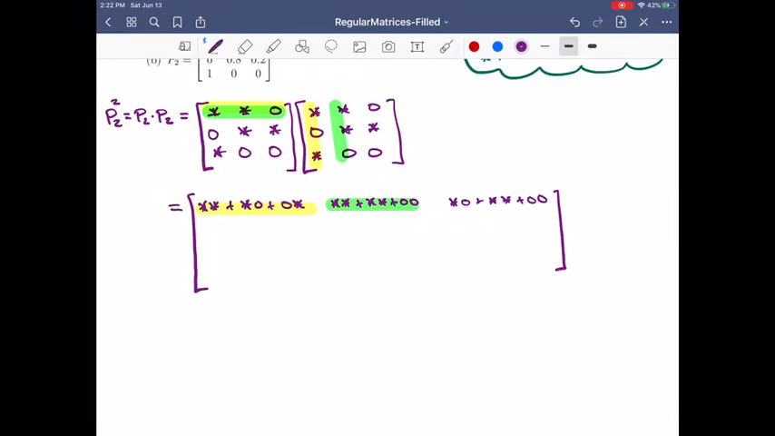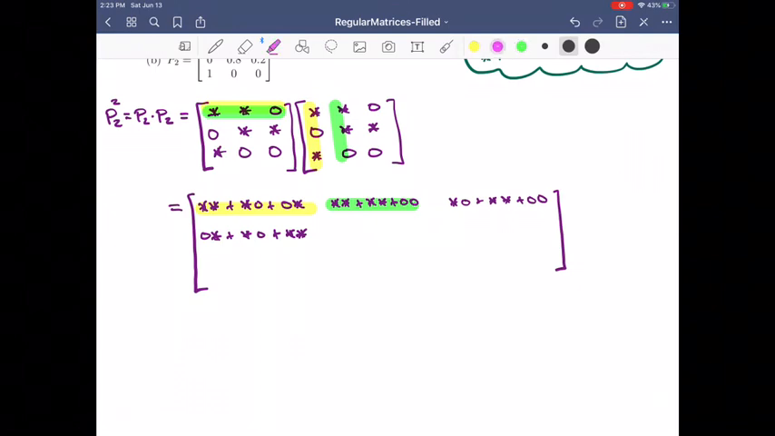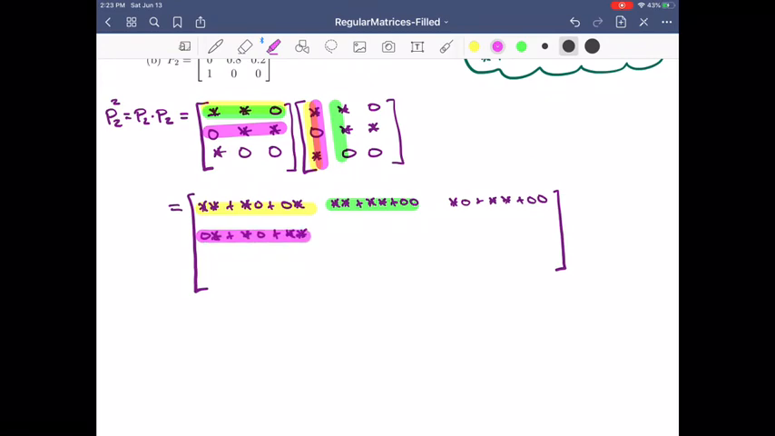Okay, now I want to do similar stuff with the second row. So I'm going to have a 0 times a star plus a star times a 0 plus a star times a star. Okay, so that was this row, this column gave us that entry there. Okay, now I take that row times the next column. Okay, that's a 0 times a star plus a star times a star plus a star times a 0.